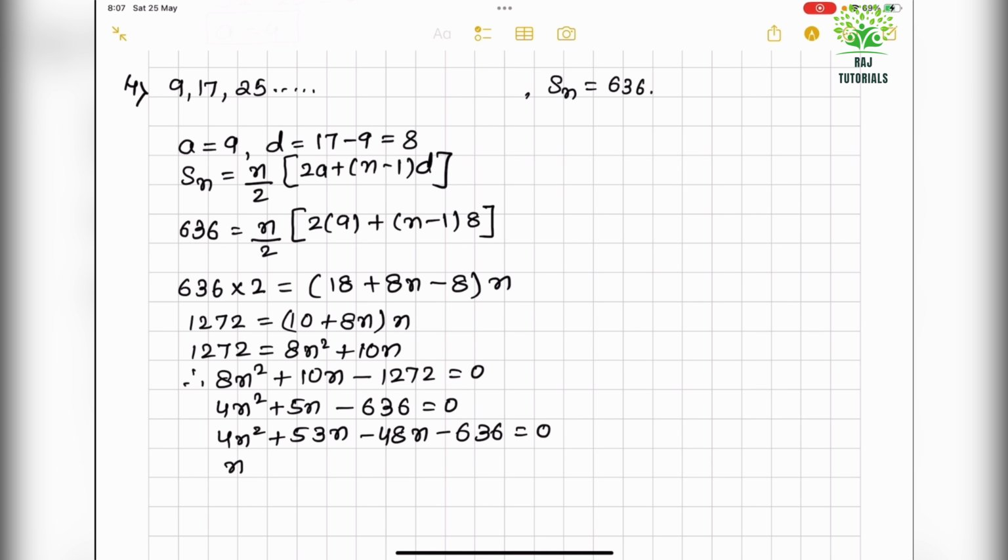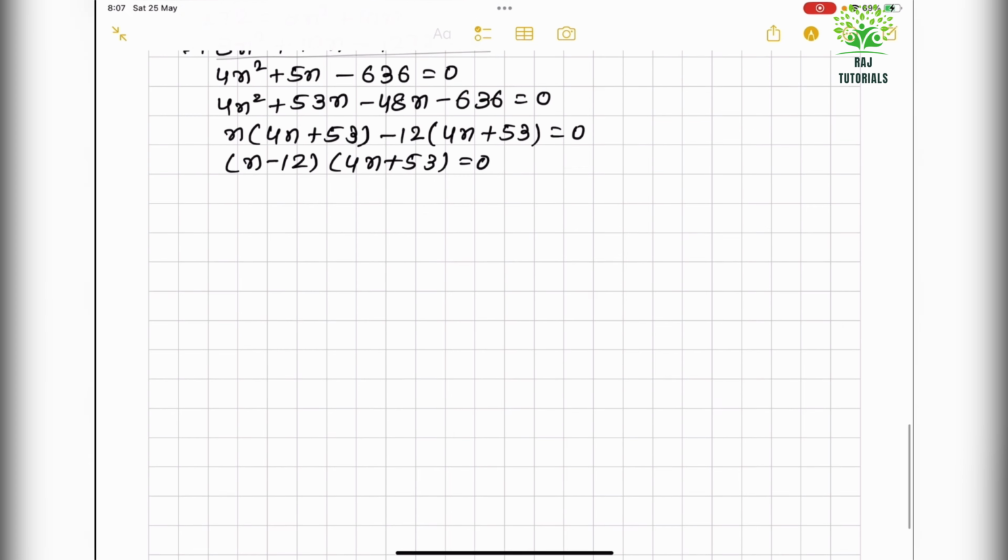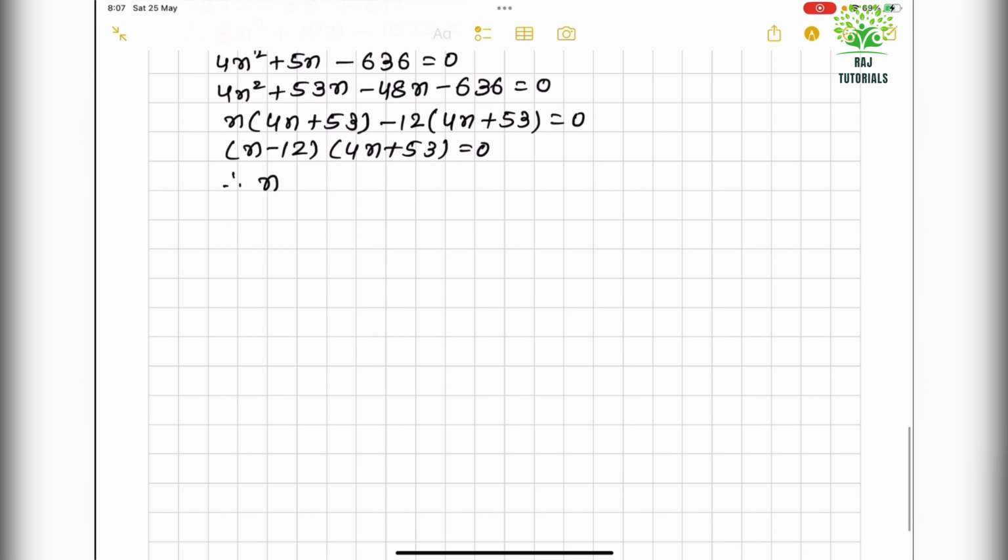So n common, 4n plus 53, minus 12 common, 4n plus 53 equal to 0. So here I will get n minus 12 into 4n plus 53 equal to 0. So therefore I can say either n equal to 12 or n equal to minus 53 by 4. Therefore n equal to 12, because number of terms will always be positive.